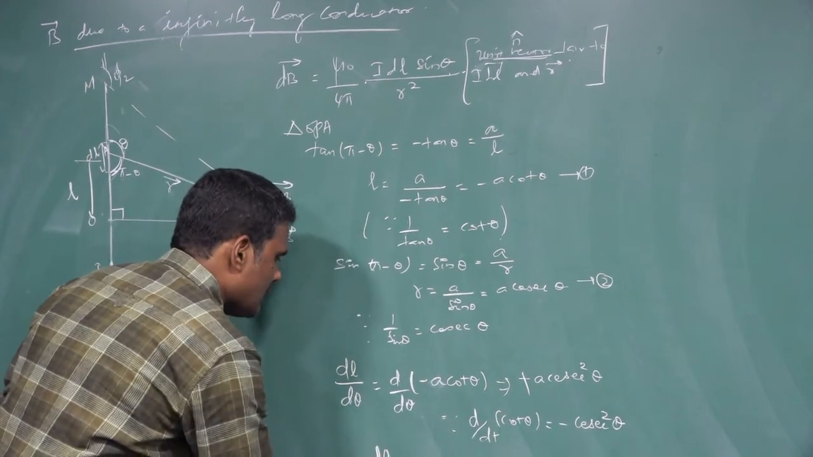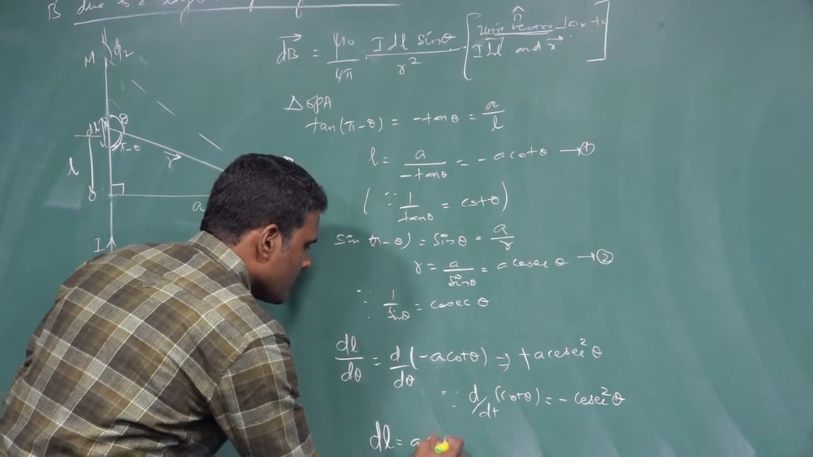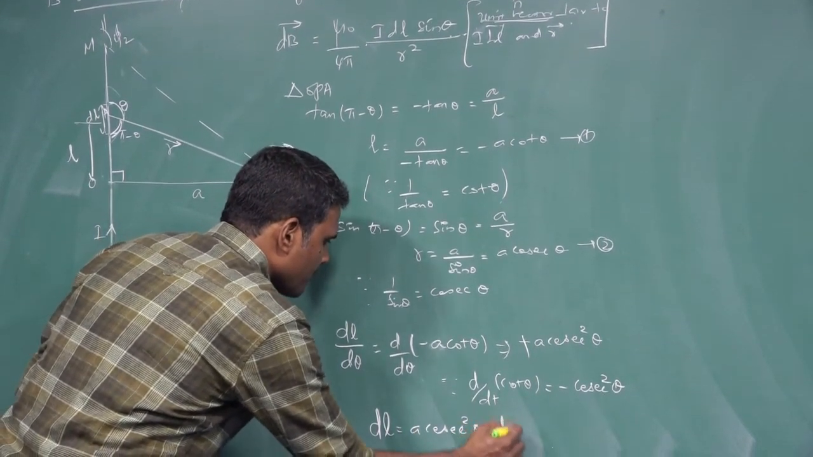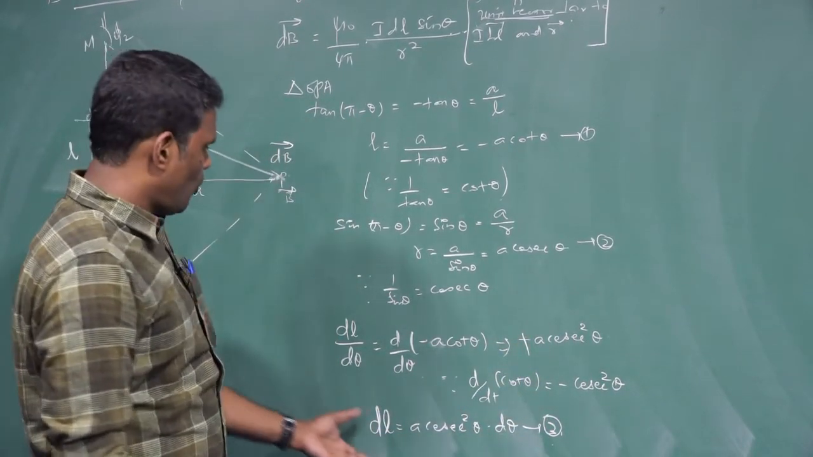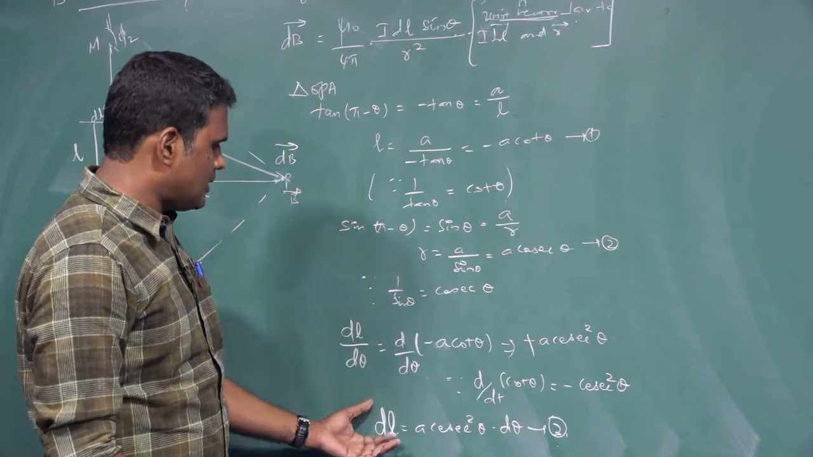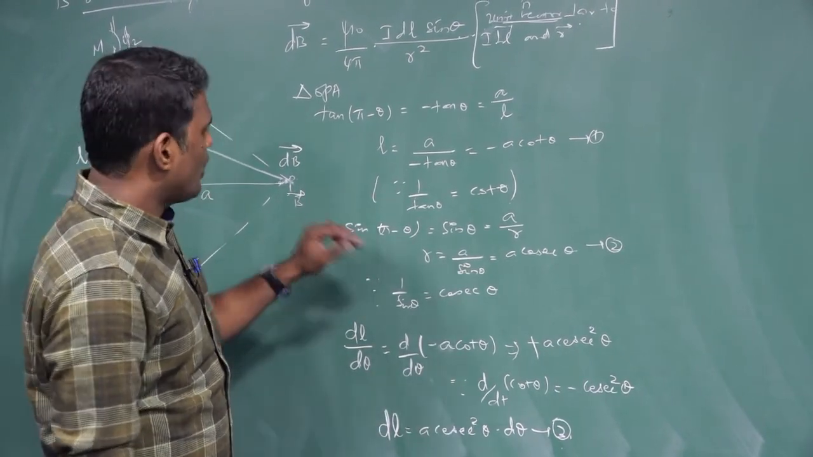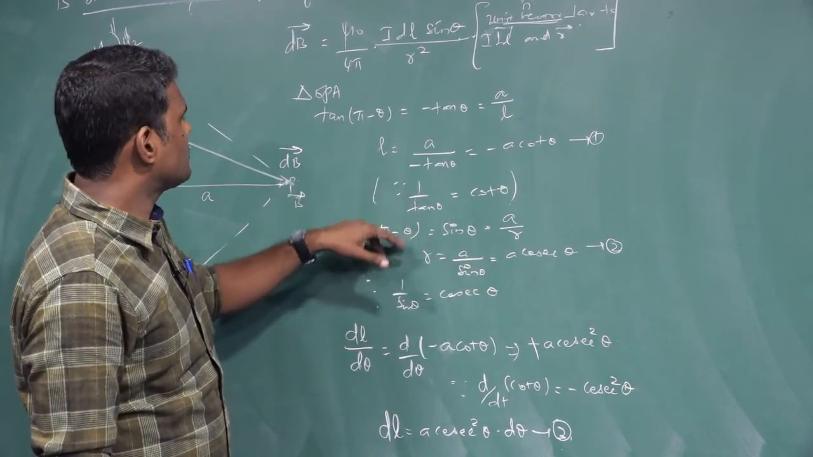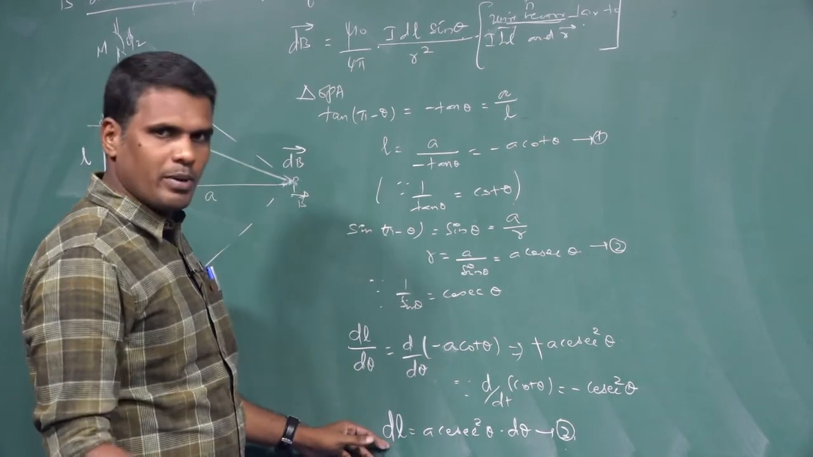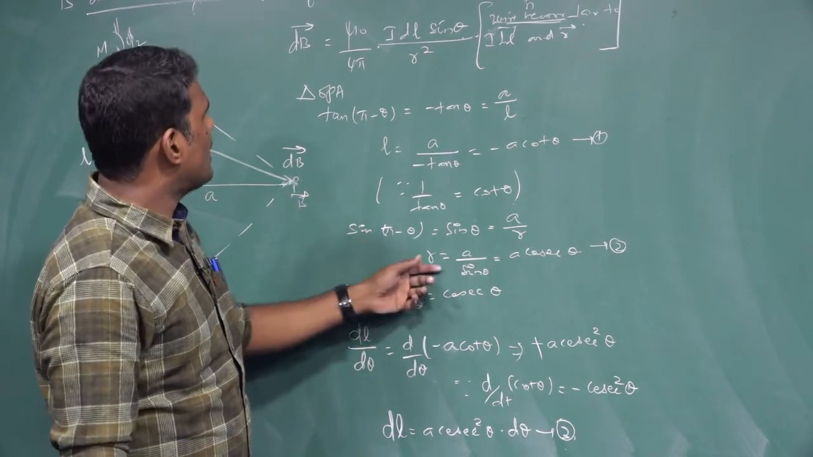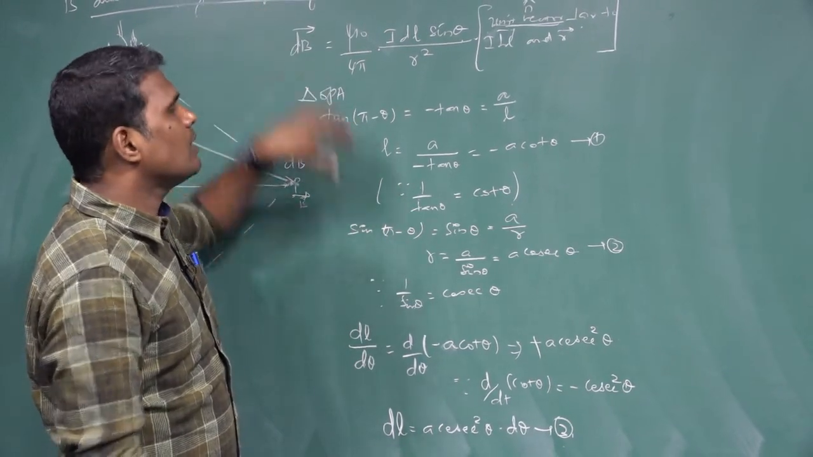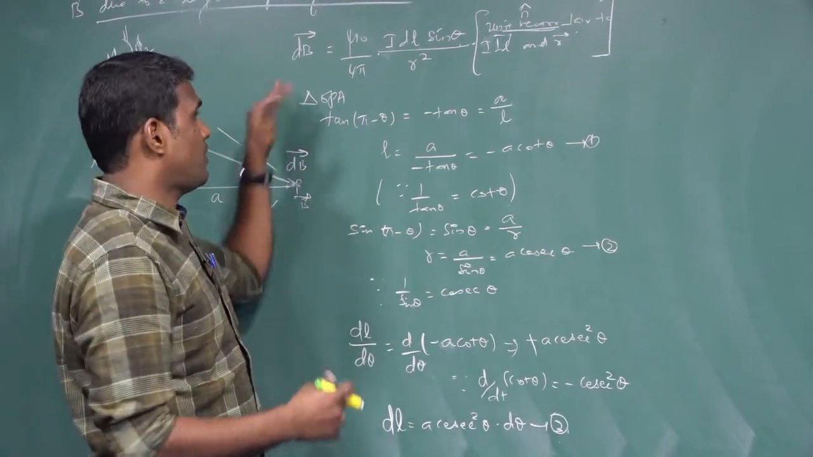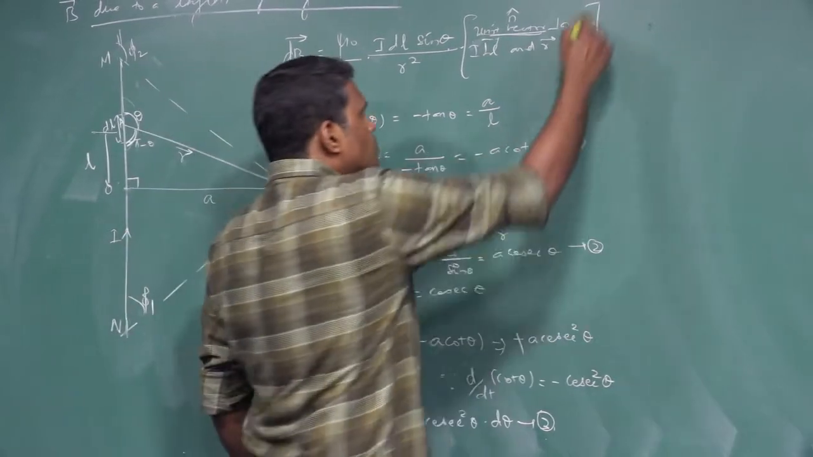So minus into minus will become plus A cosecant square theta. So what is dl then? dl equals A cosecant square theta d theta. Let us mark this as 3. Now we obtained the value of dl. We got the value for L from which we determined the value of dl. We also had the value of R. By substituting all these values in this expression, I will get a different form of dB here.